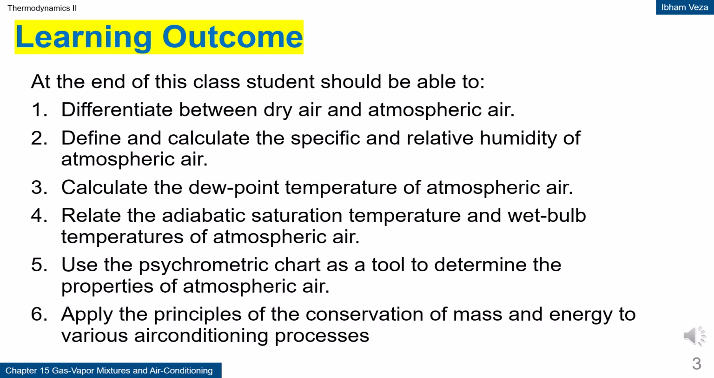Learning Outcome. The learning outcomes emphasize both conceptual understanding and calculation skills related to atmospheric air. Students are expected to differentiate between dry air and atmospheric air. They should also be able to calculate humidity, dew point, and use the psychrometric chart. All these skills are required to analyze processes in air conditioning systems.